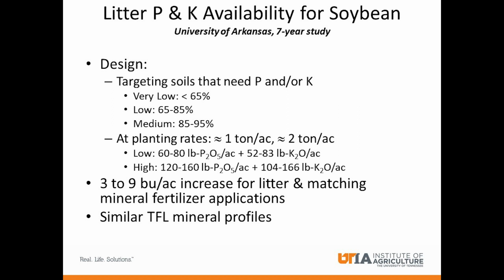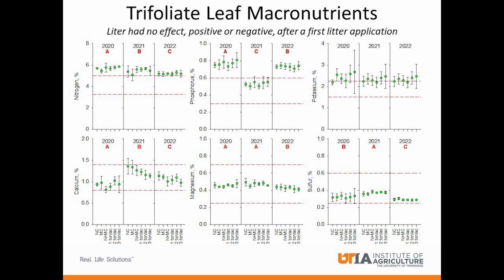And what they found is that there was a 3 to 9 bushel per acre yield increase on soybeans for both the litter and the matching mineral fertilizers. So what that tells us is that those mineral fertilizers that they put out in the litter were plant available, and plant available in time for the soybean to use it. That's what it tells us. Similar trifoliate leaf mineral profiles. And then this is our data here.